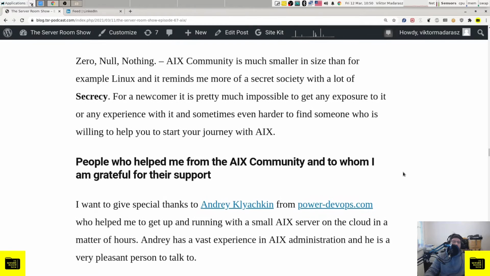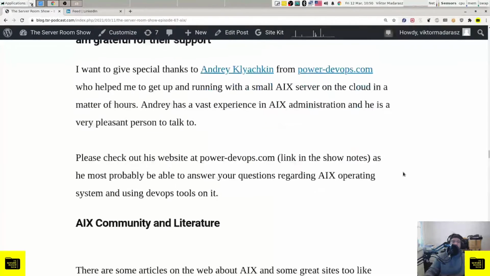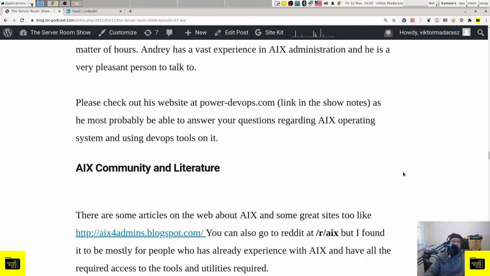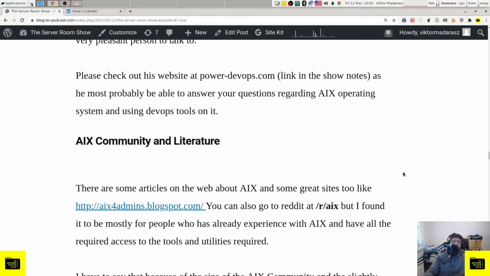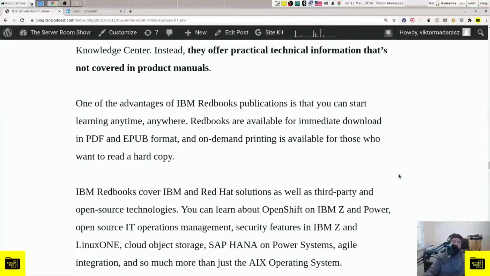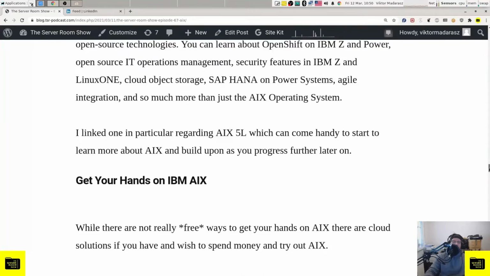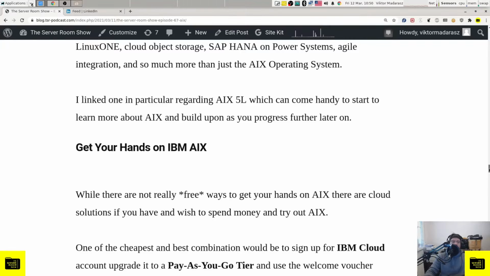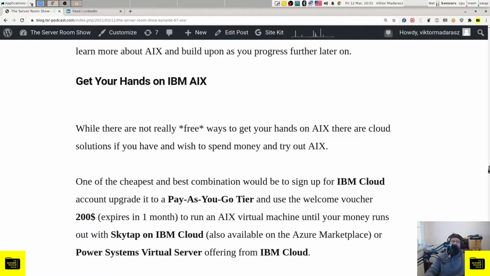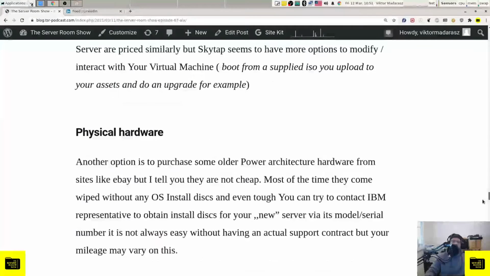We will talk about people who helped me from the AIX community and to whom I am grateful for their support. I will talk about the AIX community and the literature more specifically, where you can start to learn about AIX on your own. And one of the most important parts is how to get your hands on IBM AIX. Not free, but how to get your hands on it.